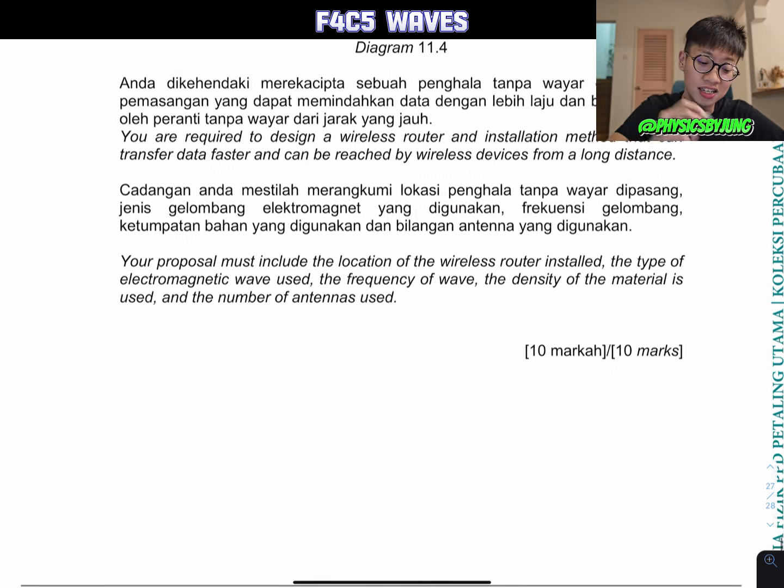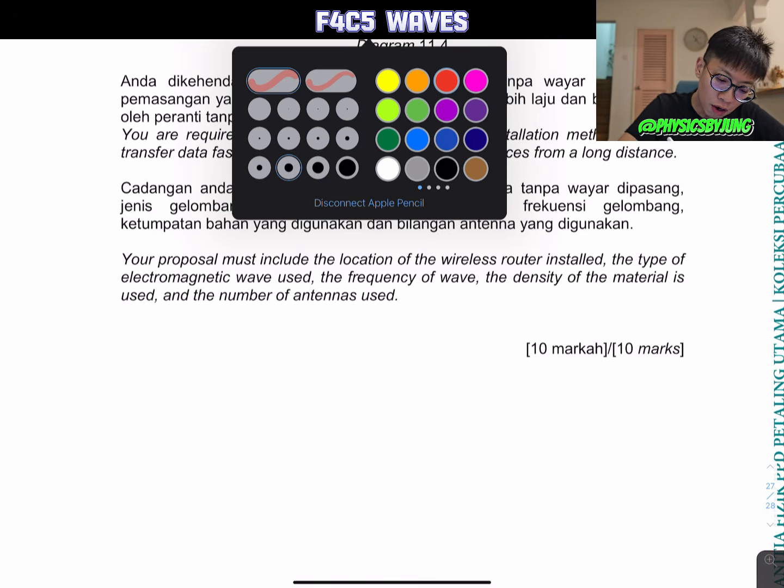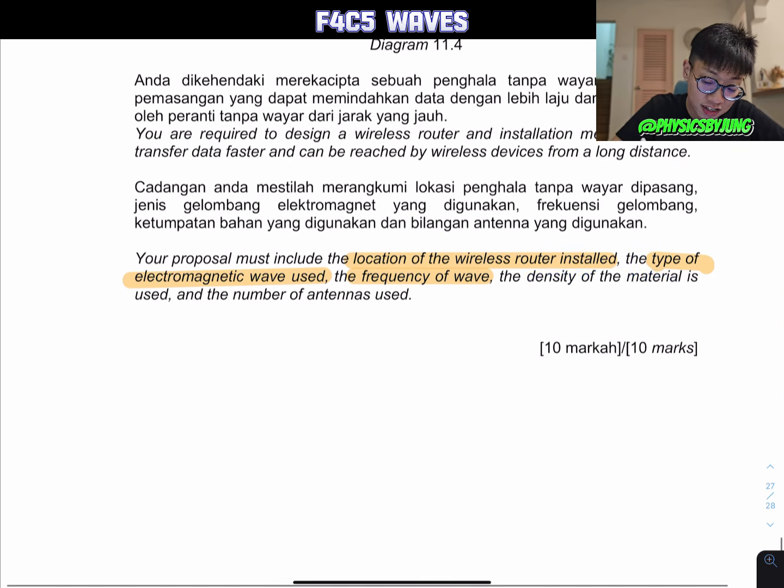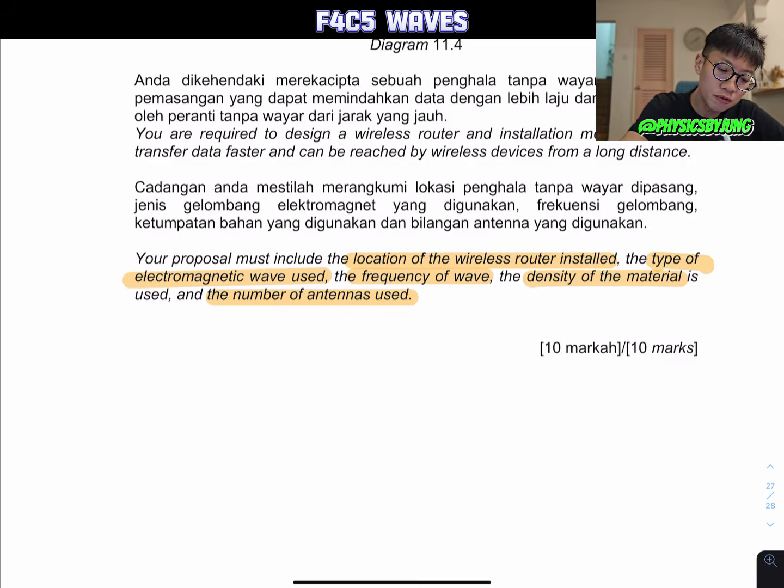So this is a design question. What do they need us to do? The location of the wireless router, simple. The type of electromagnetic wave used, simple. Frequency of the wave, simple. Density, also very easy. And the number of antennas used. So if this question were to come up as an essay question, the only thing that you have to worry about is, do you know how to explain properly?